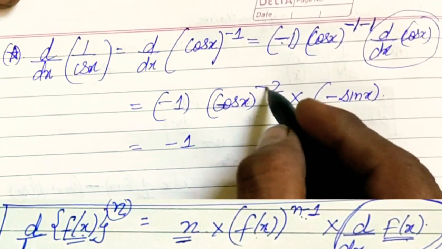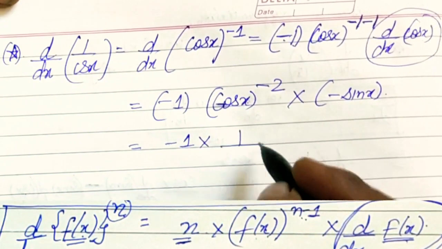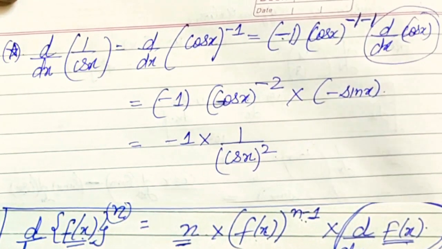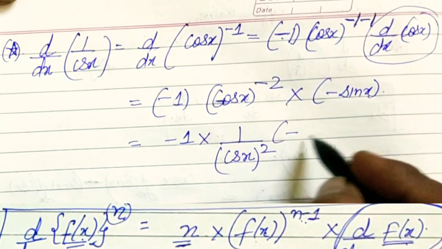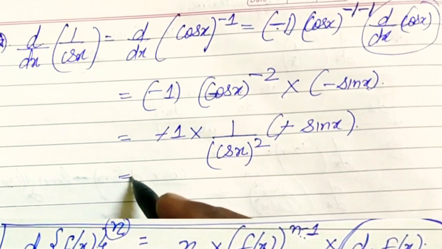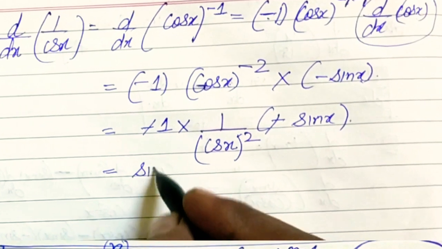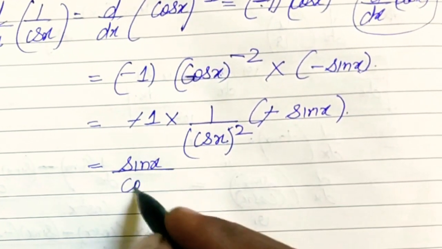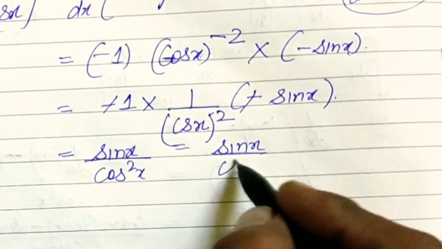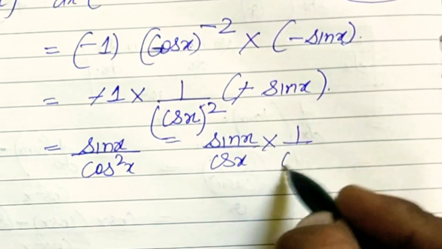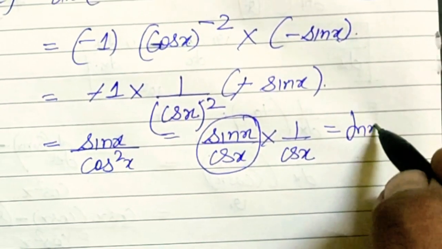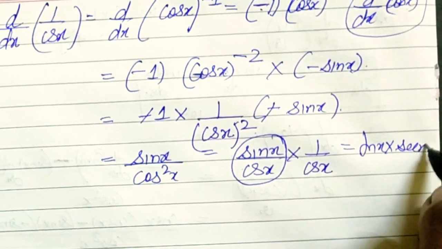Now we know cos x to the power minus 2: whenever we shift a term from numerator to denominator, the sign of the power changes, and now here it is minus sin x. Minus minus cancels out. Now what are we left with? We are left with sin x upon cos square x. So we can write it like this: sin x upon cos x into 1 upon cos x, and we will get the same result. Sin x upon cos x is tan x and 1 upon cos x is secant x.